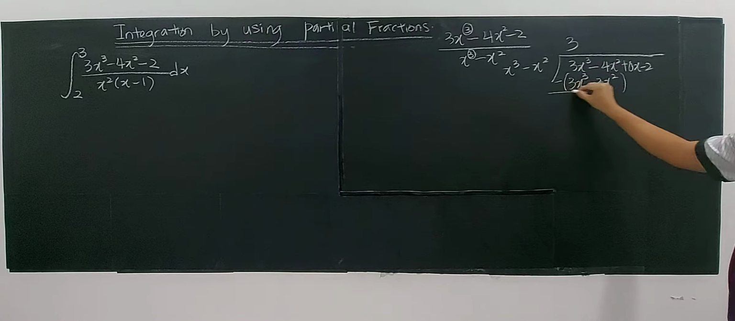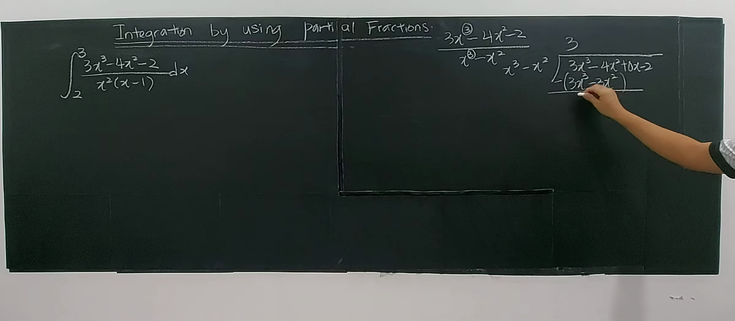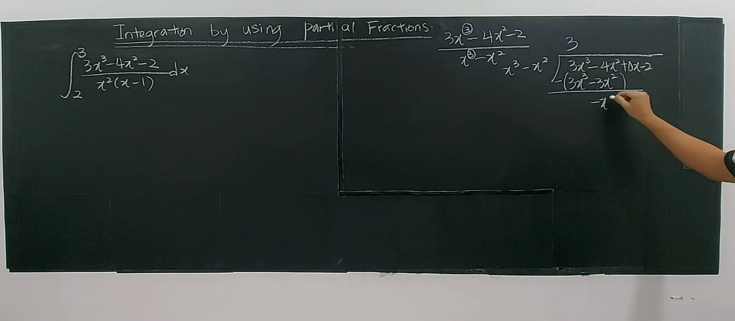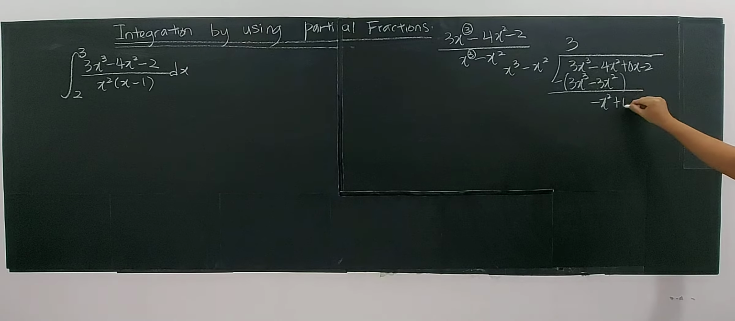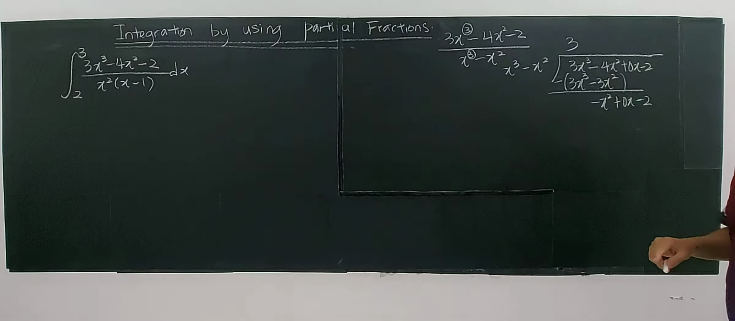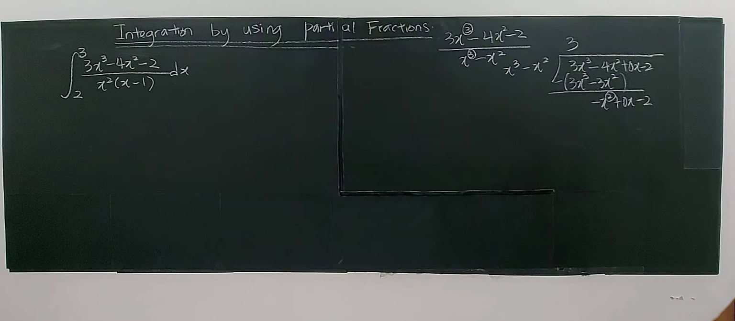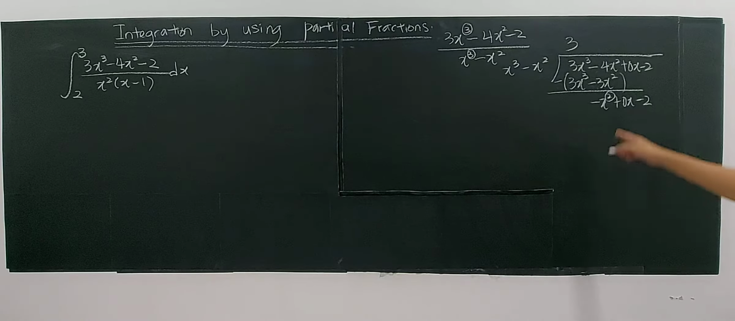We have 3x cubed, so negative 3x squared. So we carry out the subtraction. We have 0, negative 4 plus 3, negative, negative, positive. Negative 4 plus 3, you still have negative x squared plus 0x minus 2. I think that's the best that we can get, because this part is of degree already less than the divisor. So this is your remainder.